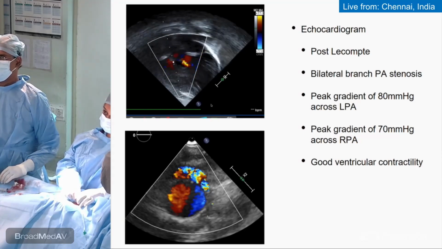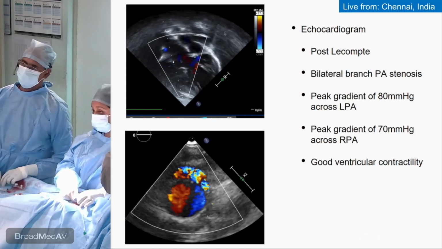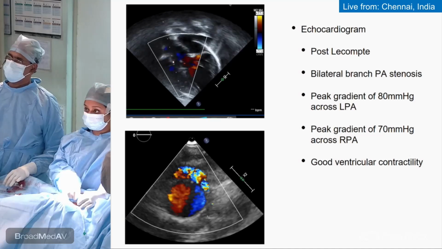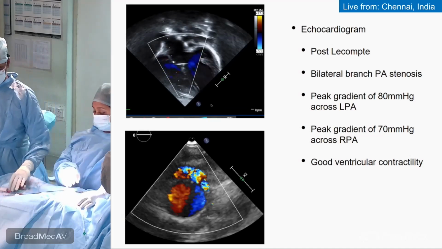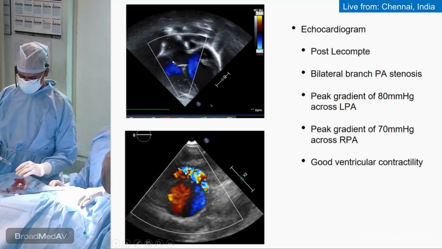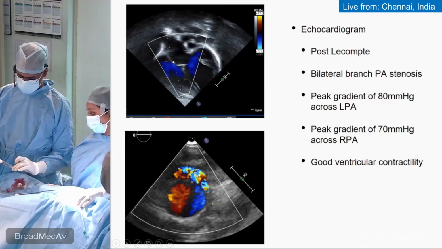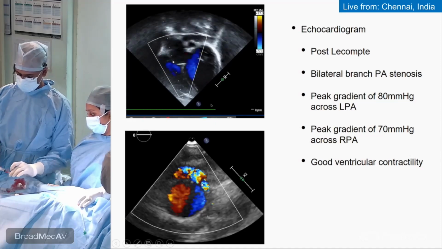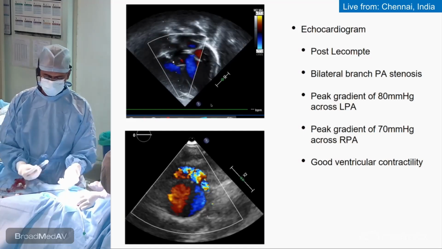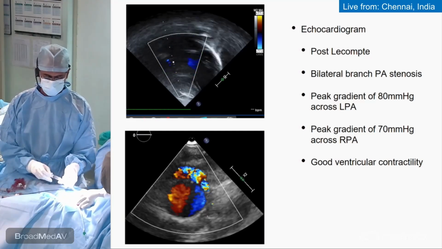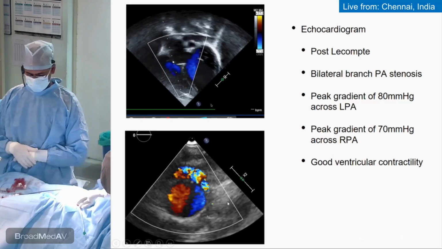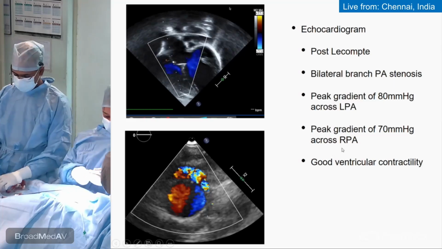Echocardiography. In a patient who has undergone arterial switch operation, post-Lecompte, the imaging of the branch pulmonary artery becomes difficult. Here we can see that this is a frozen image. This is the aorta and this is the anterior MPA, and this is the origin of the branch PAs, but it's difficult to image because it is completely anterior and they are difficult to image by echocardiography alone. However, we could find that there was a gradient of 80 mmHg across LPA and 70 across RPA by echocardiography.